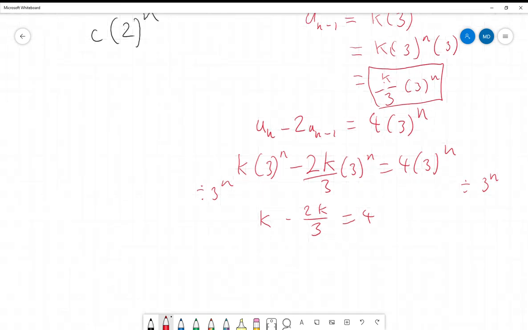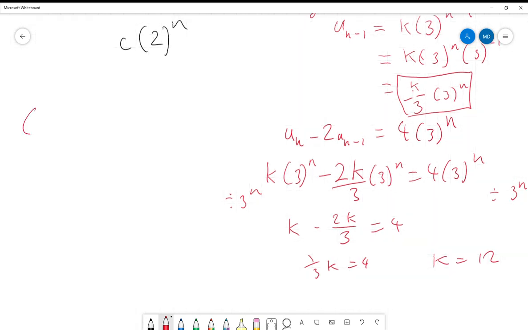Or in this term, you can think of this as taking coefficients of 3 to the n. Either way, you end up with the same thing. And then we get 1/3 of k is equal to 4, and so k is equal to 12. And so our general solution is again the complementary function plus the particular solution.